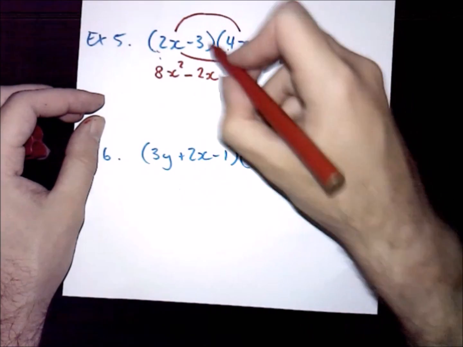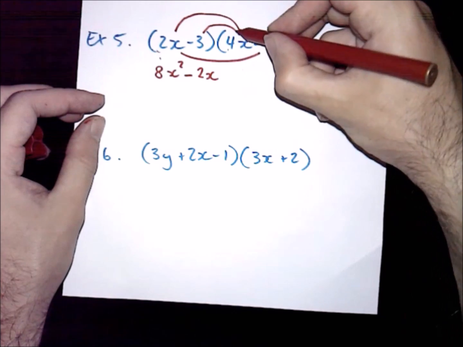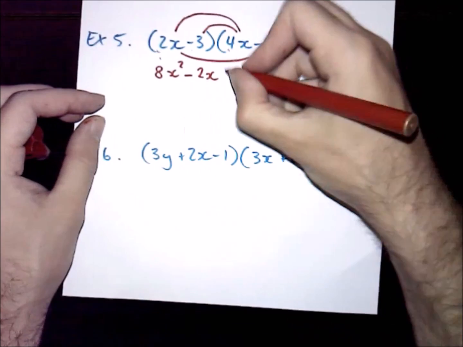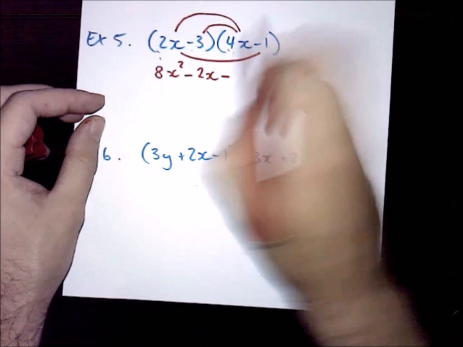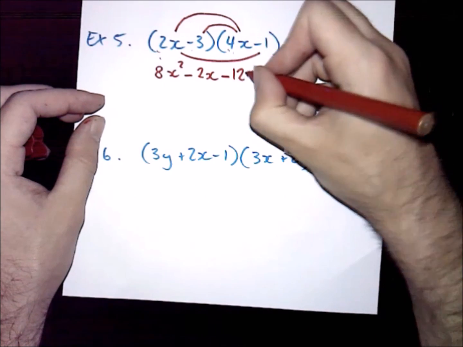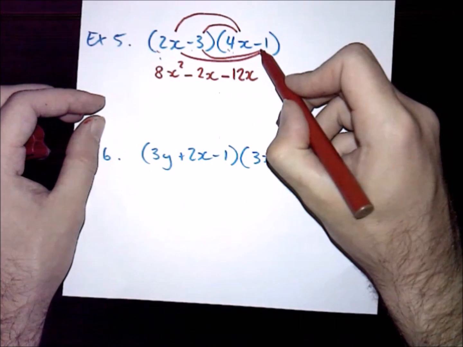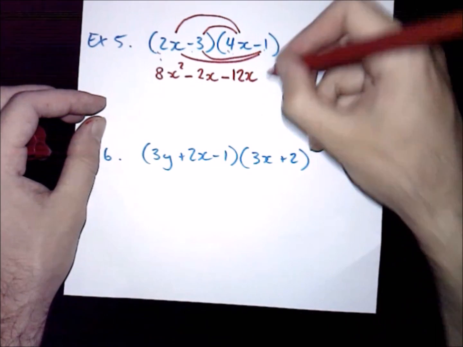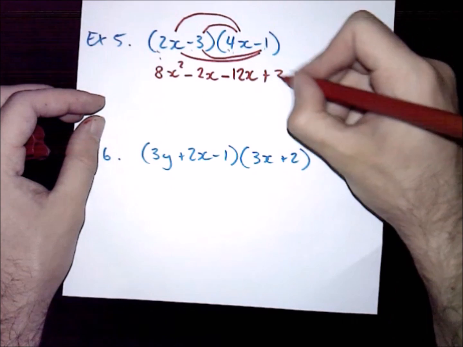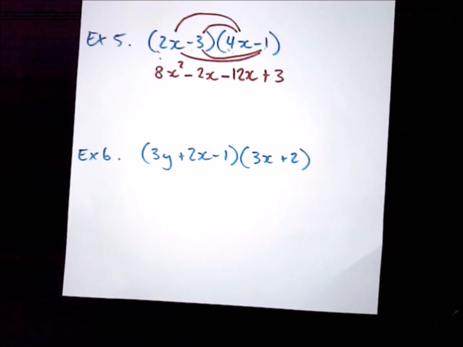Now we'll deal with the negative 3. So it's going to be negative 3 times 4. Negative times positive is negative. 3 times 4 is 12. And we'll still get our x as well. Final one, negative 3 times negative 1. So negative times negative is positive. 3 times 1, 3. Again, you need to have a look and see if there's any common terms.